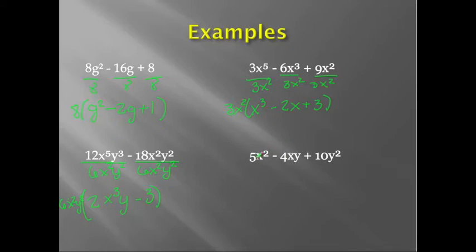Okay, so we have 5, 4, and 10 for our coefficients. No number other than 1 can divide into these evenly. In addition, no term has the same variables. So there is no GCF. So this polynomial is prime. We cannot factor it.